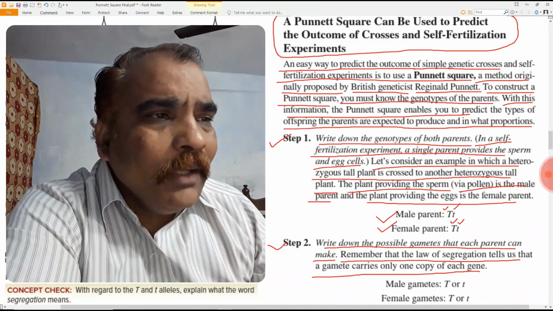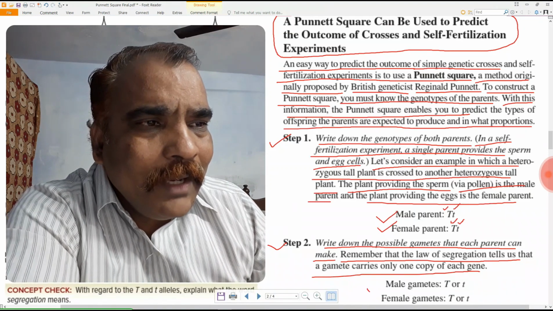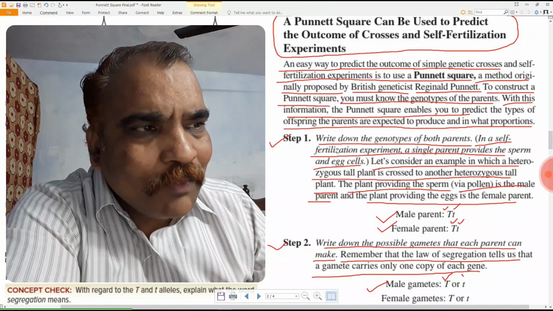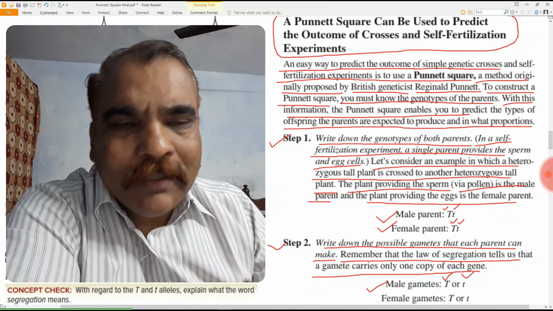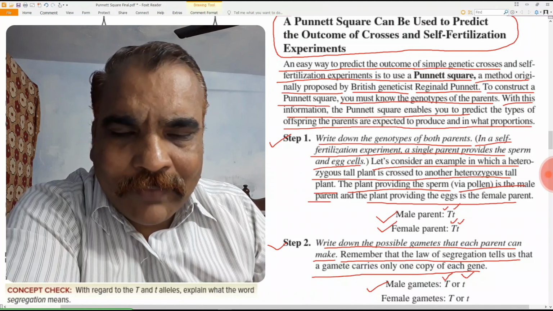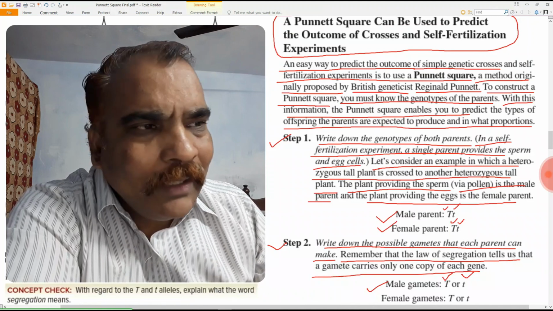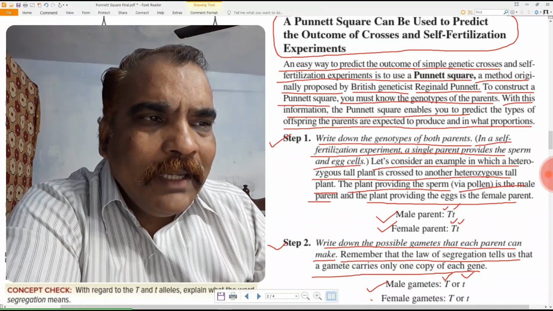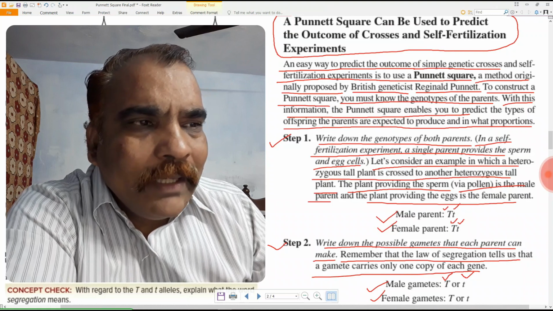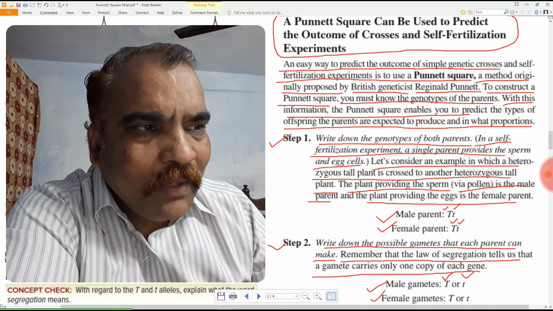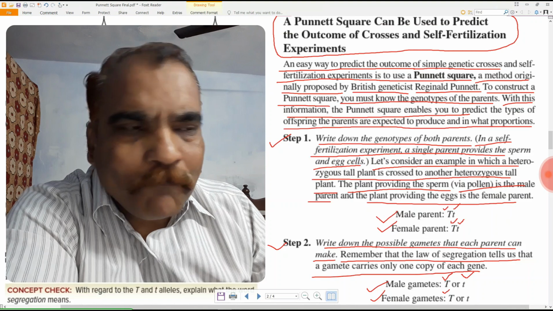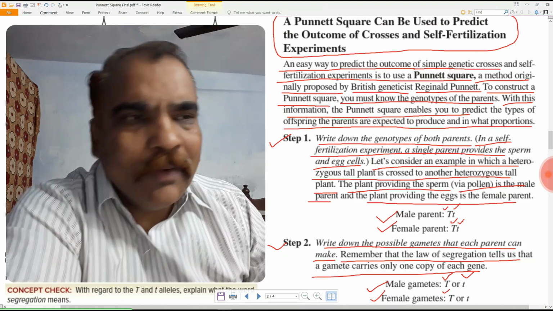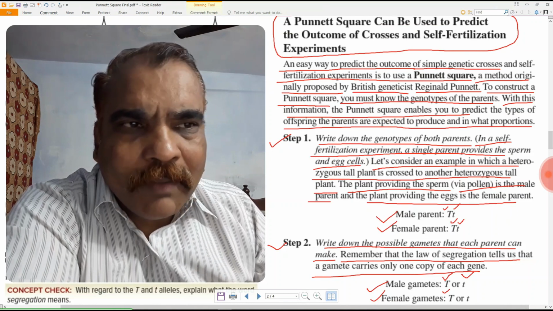So in the male gamete, either the capital T or the small t allele will be present. Let's say half the male gametes have capital T, and the other half have small t allele. Similarly, in the female gametes, half the female gametes have, let's say, capital T allele, and half have small t allele. This is step number 2.